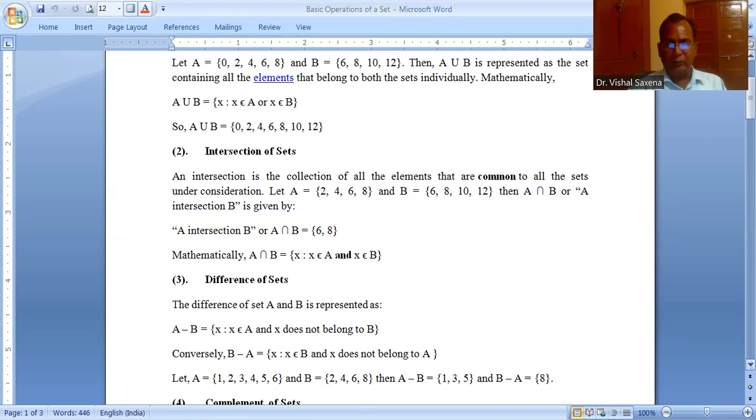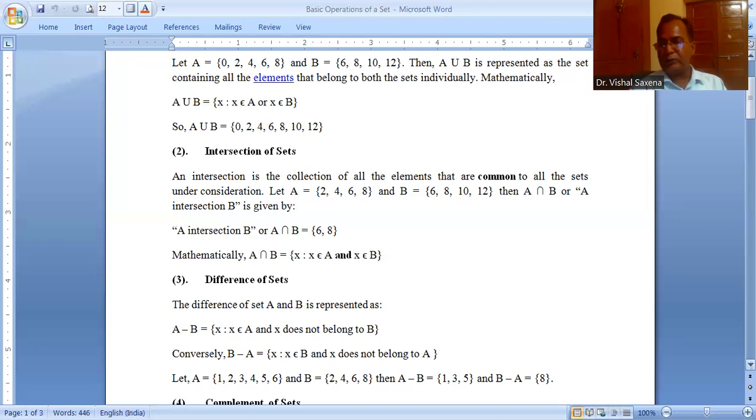And if we have to find B minus A, then B minus A means the difference of two sets where A is subtracted from B. So it is equal to the set of X where X belongs to B, but X does not belong to set A. So it is the set of those X which are lying in the set B, but do not lie in the set A.